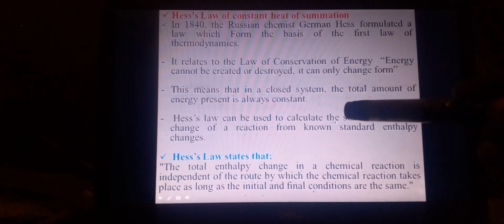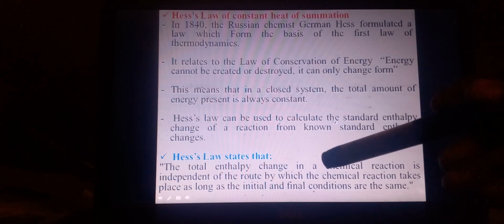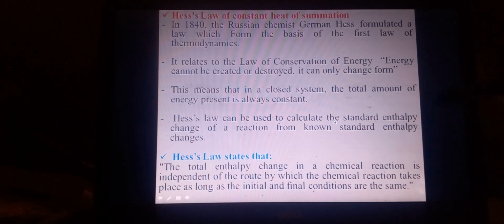That means that in a closed system, the total amount of energy present is always constant. Remember, when you talk about a closed system, no energy is coming in or being given out to the surroundings. There is no exchange of heat between the system and the surroundings. So Hess's law can be used to calculate the standard enthalpy change of a reaction from non-standard enthalpy changes.